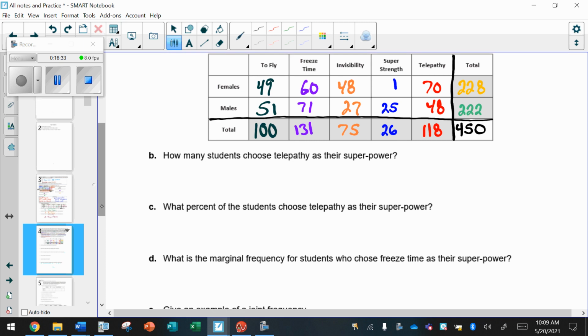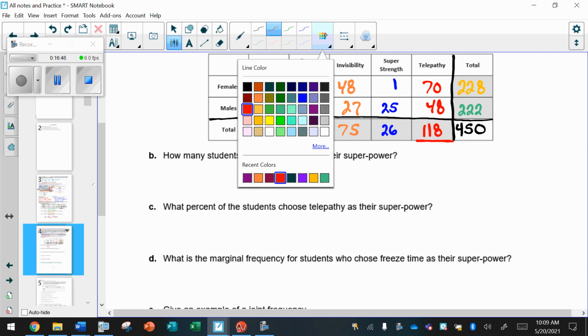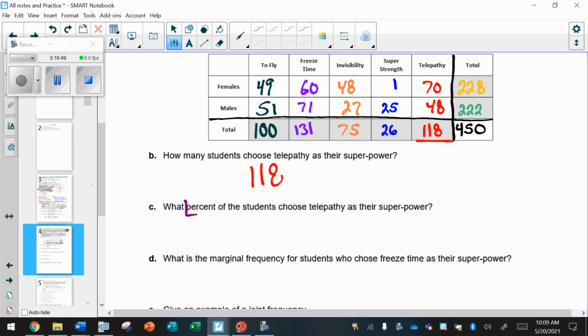So how many students chose telepathy as their superpower? 118. It's right there. Total for telepathy was 118. What percent of students chose telepathy as their superpower? Well, 118 students chose it out of 450 surveys. So we do 118 out of 450, and then multiply times 100 in order to make it a percent. When it says what percent, that means per 100.